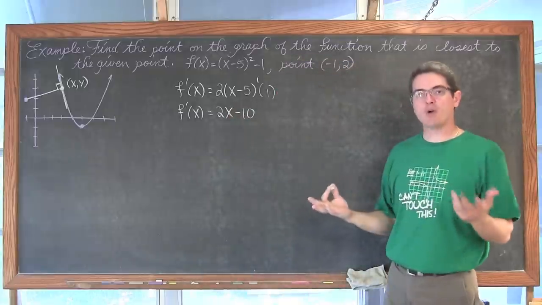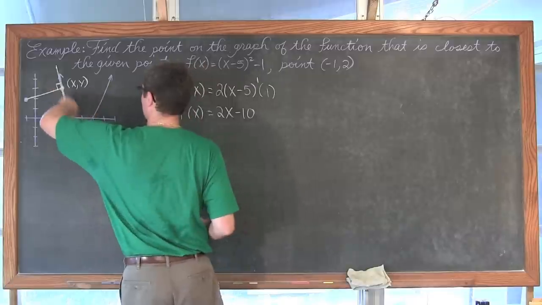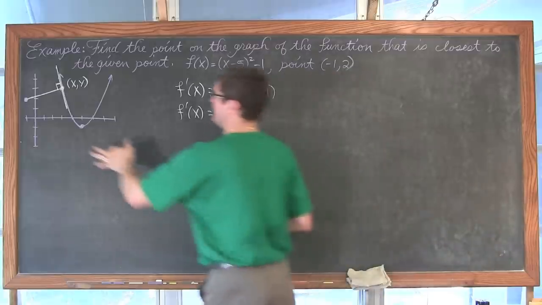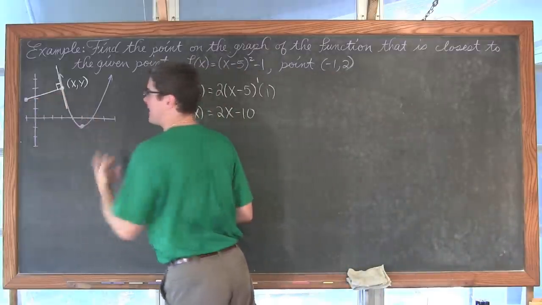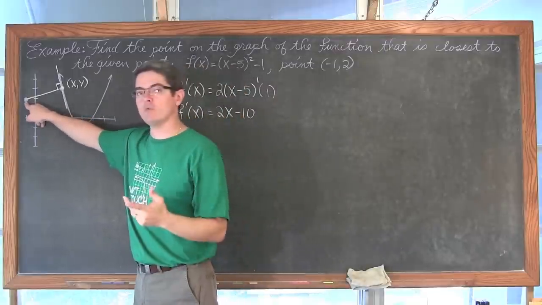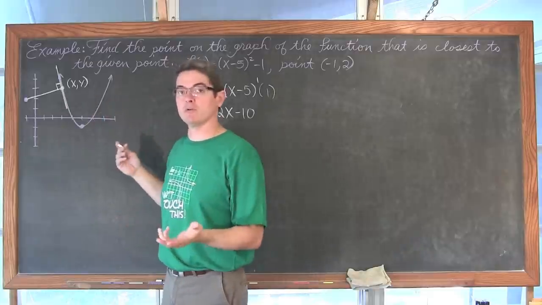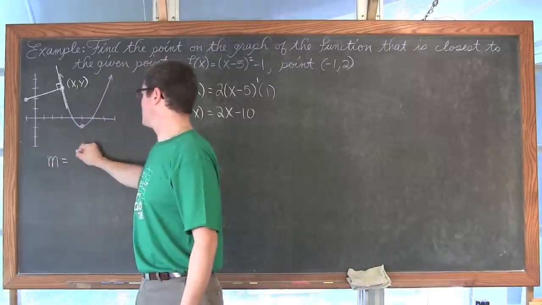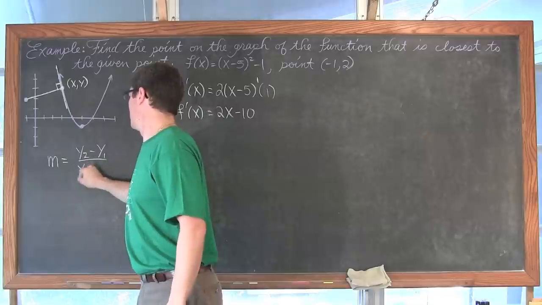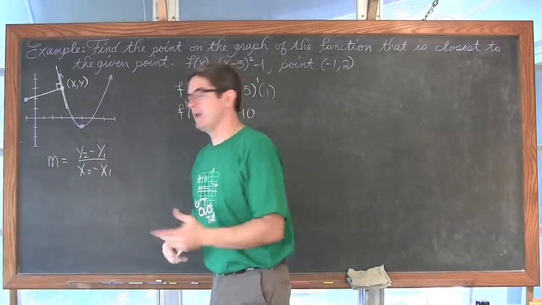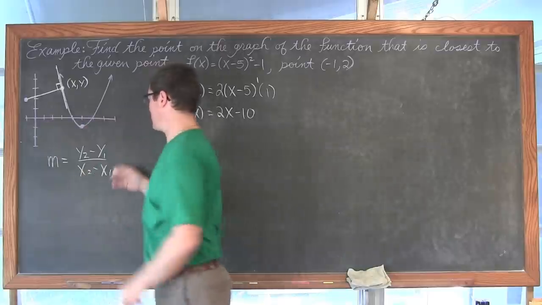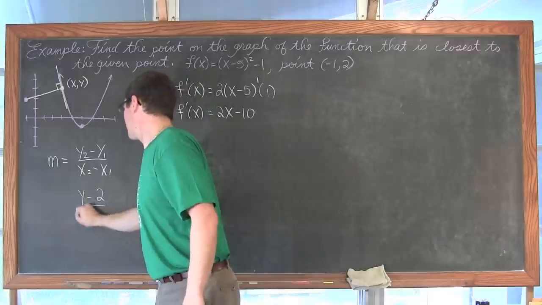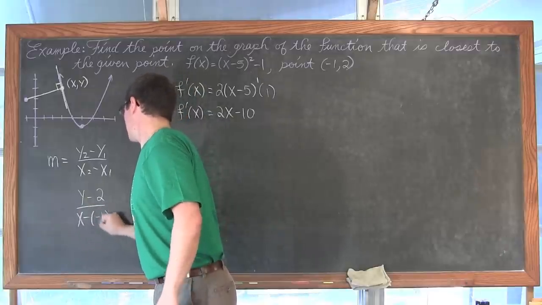Okay, well, I have the slope of the parabola that I can find anywhere that I'd like on this parabola. Now let's deal with the slope of this line segment. I can find the slope between this point of negative 1, 2 and any point along the parabola. Really, I could pick a point here, here, here, wherever, right? So slope is equal to y2 minus y1 over x2 minus x1. And our fixed point out here is negative 1, 2. So we have y minus the y of our point, which is 2, over x minus negative 1.